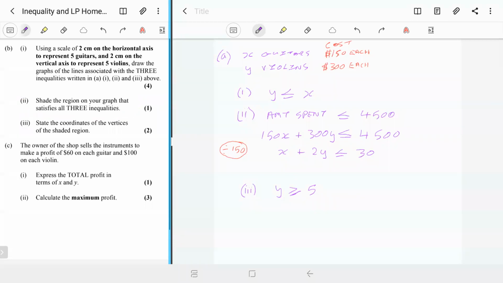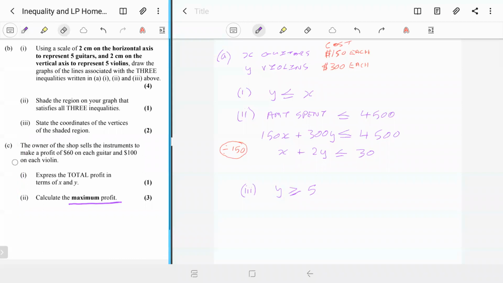And so the question is helping us here. Next thing I want us to do is state the coordinates of the vertices. Remember we spoke about the vertices being those important points. These are the things we must always do. After we do that, they're going to tell us about some profit, and we have to calculate the maximum profit. This is a full question. So we're going to do the graph part first.